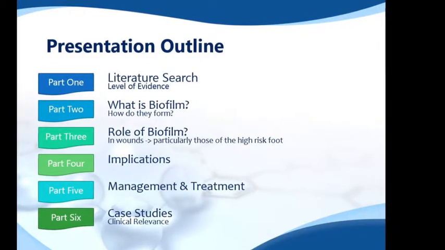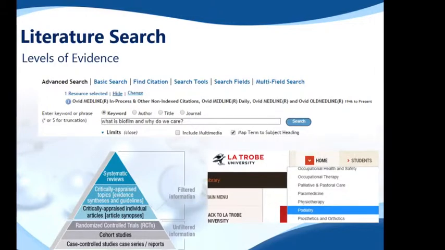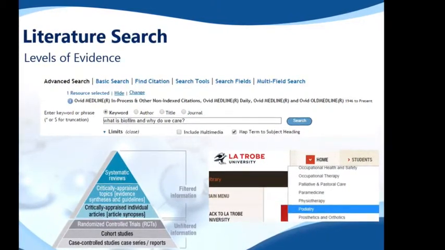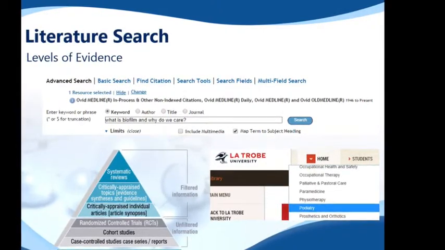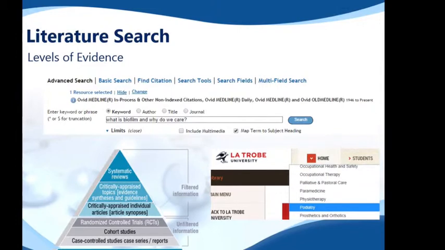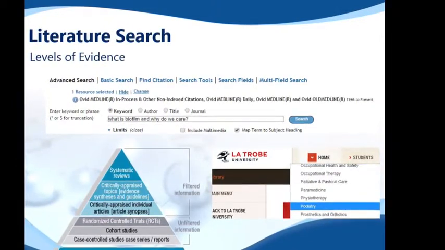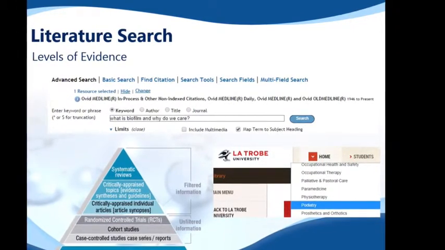Through searching for and acquiring our articles, we went to the La Trobe University Library website. We chose podiatry-specific databases such as CINAHL, Cochrane, and Medline. As this is a broad assignment on what biofilm is and why do we care, we decided not to condense the search terms and decided not to omit any specific level of evidence. And we tried to include a broad range of evidence levels as stated by the NHMRC hierarchy.